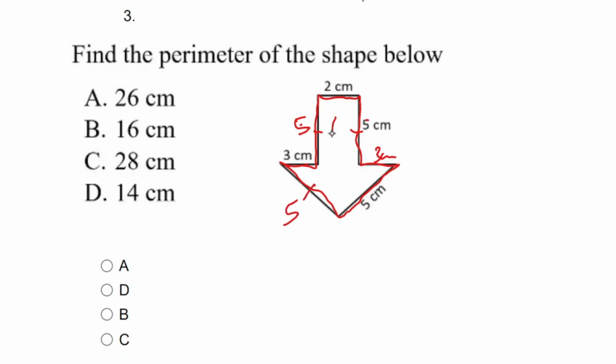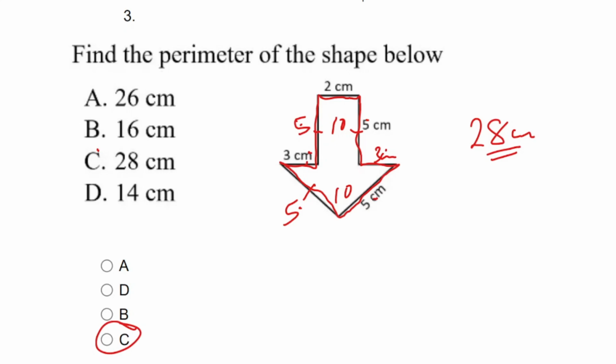So 5 plus 5, that is 10. 5 plus 5, that is 10. Alright? Then 3 plus 3 plus 2. 3 plus 3, that is what? 6 plus 2, 8. So that is 28 centimeters, which is option C. I hope this is clear, right? So move to question 4 now.